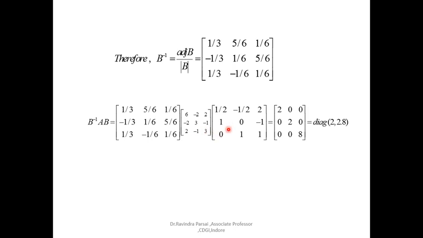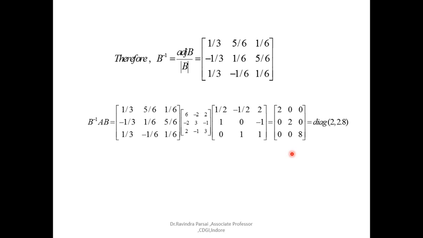So by multiplying, at a time, any two matrices out of these three, and multiplying the answer you get with the third matrix, you will get the product matrix 2 0 0, 0 2 0, 0 0 8. That is, this is a diagonal matrix in which the diagonals are 2, 2, 8.